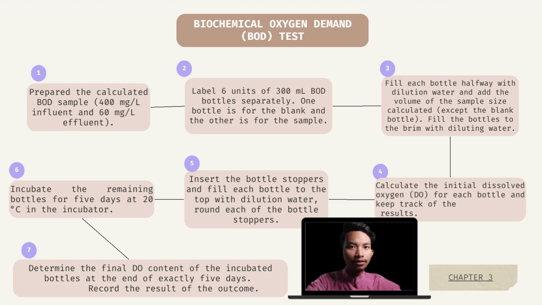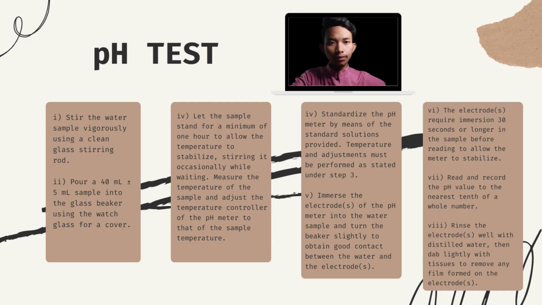Next, calculate the initial dissolved oxygen for each bottle and keep track of the results. Insert the bottle stoppers and fill each bottle to the top with dilution water around each of the bottle stoppers. Then, incubate the remaining bottles for 5 days at 20 Celsius in the incubator. Lastly, determine the final DO content of the incubated bottles at the end of exactly 5 days, and then record the result. Next, pH test.